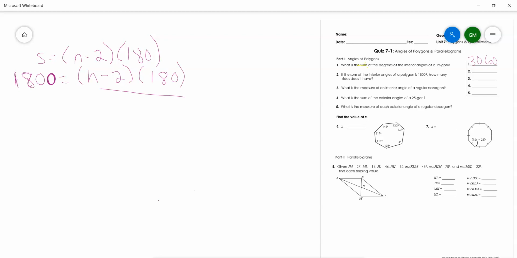Let's go ahead and divide both sides by 180. That gives us n minus 2 equals 10. And we're going to add 2 to both sides. So n is equal to 12. So it's a 12-sided figure.